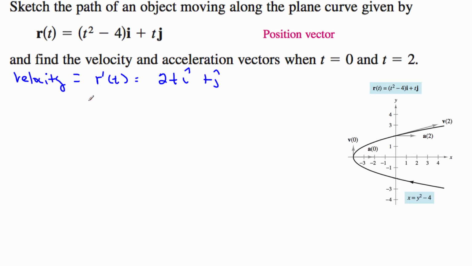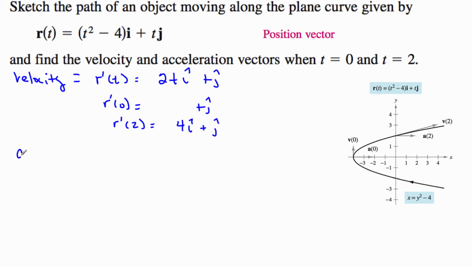So the velocity at 0 is just vertically plus j, and r prime of 2 is 4. All right, so if I come over here at t equals 0, I see that the velocity is straight up. And if I come over to 2, I see the velocity is going over 4 and up 1. It's got that nice little slope there.